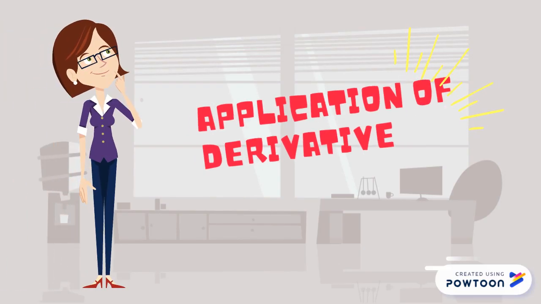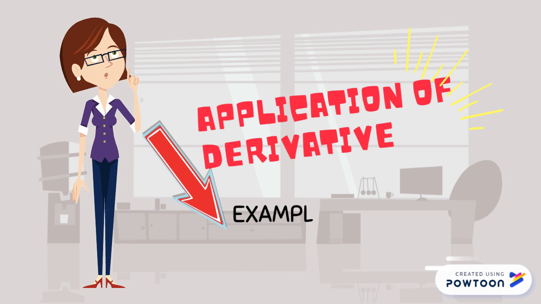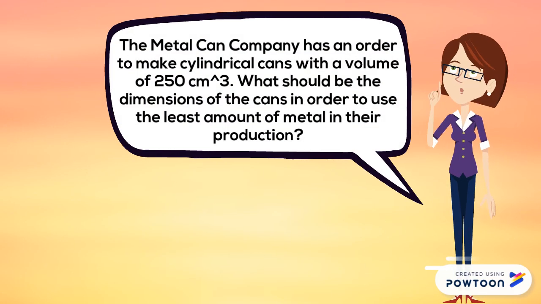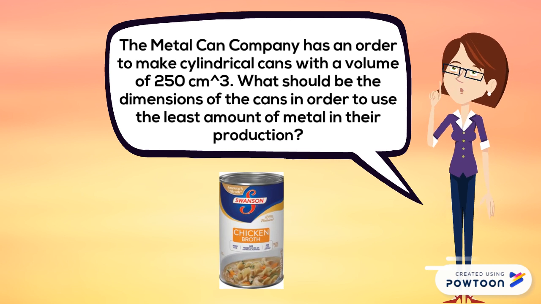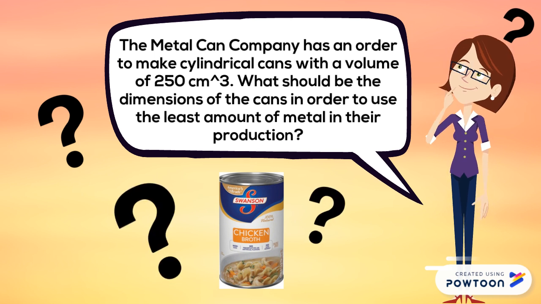Hello everyone. In this video, we will explain the application of derivatives. So this is one of the examples. The Metal Can Company has an order to make cylindrical cans with a volume of 250 cubic centimeters. What should be the dimensions of the cans in order to use the least amount of metal in their production?